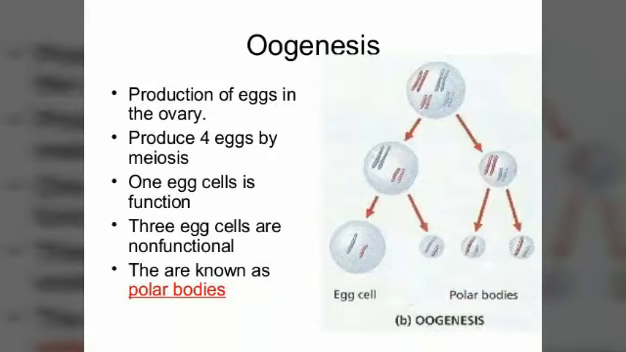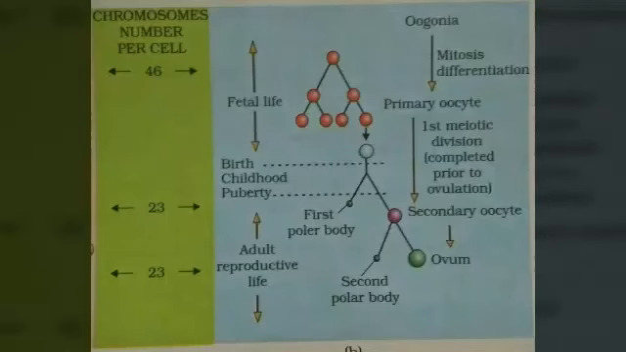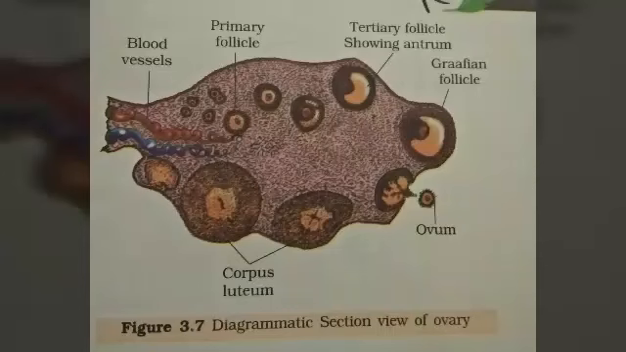So the ovum is the main germ cell which takes part in fertilization. This chart represents everything. Oogonia cells through mitosis convert into primary oocyte, and through the first meiotic division they convert into secondary oocyte, and through the next division they develop into the ovum.